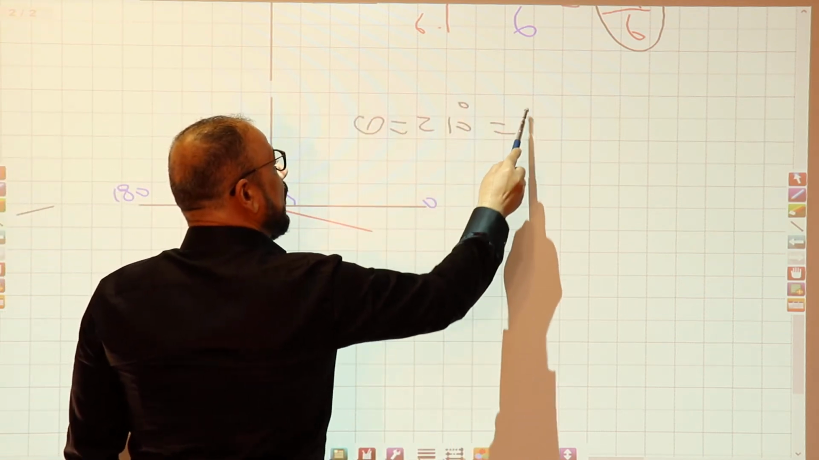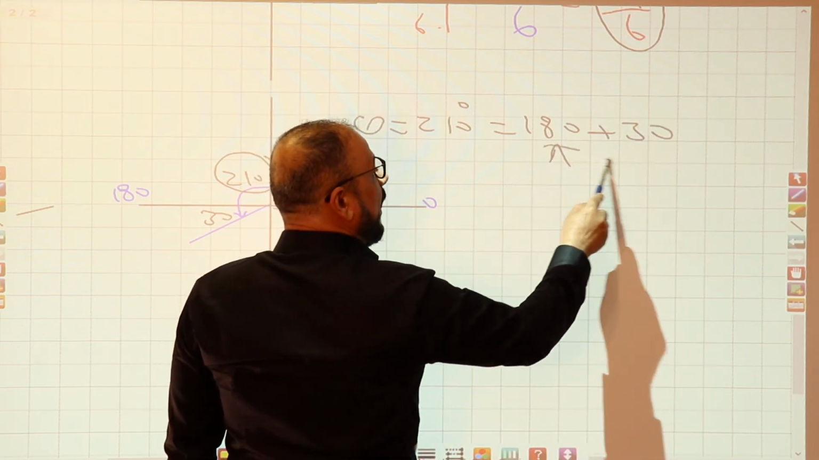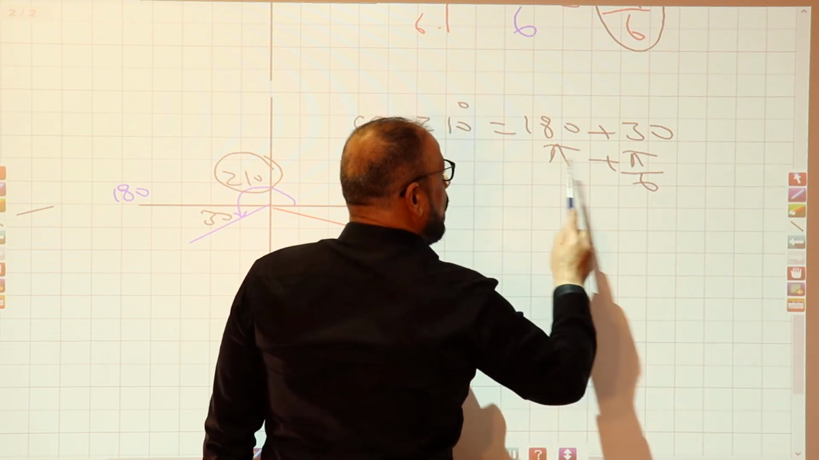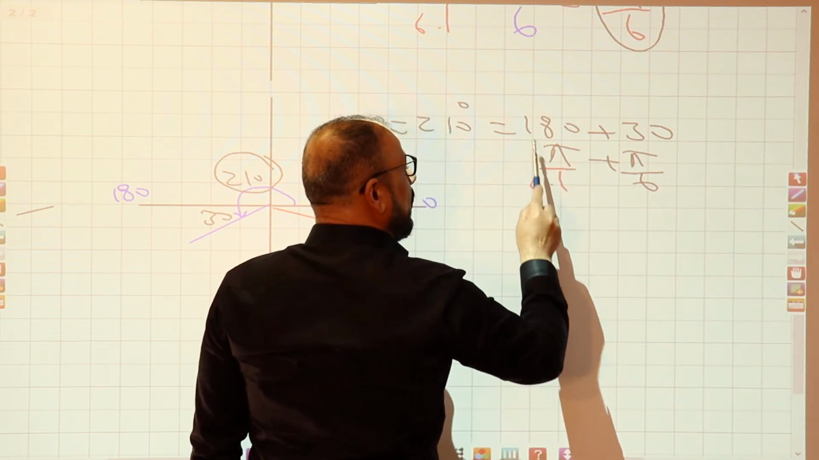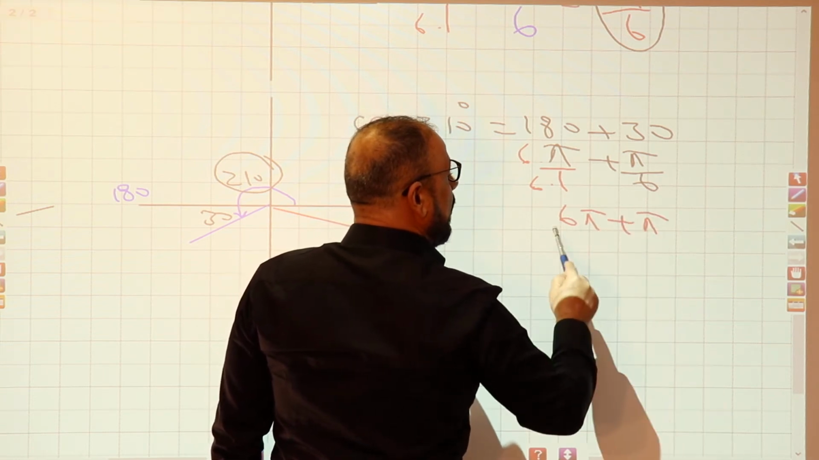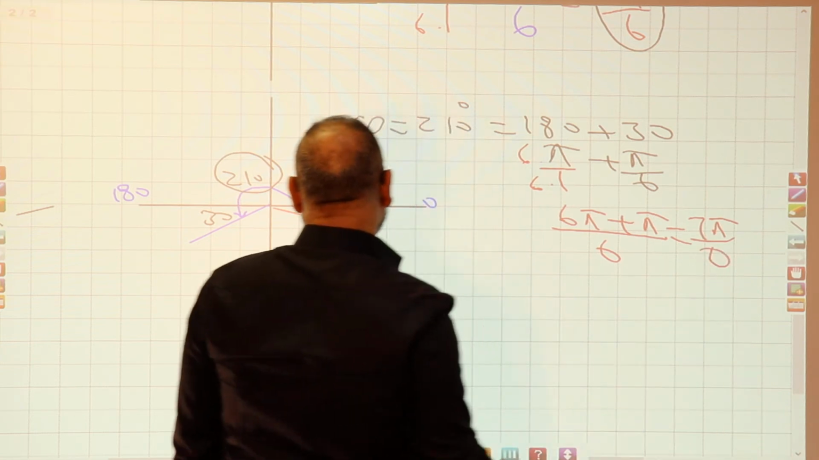210 degrees is 180 plus 30. 180 is pi, 30 is pi over 6. Then you do 1 times 6 times 6, 6 pi plus pi over 6, 7 pi over 6. This is the first answer.